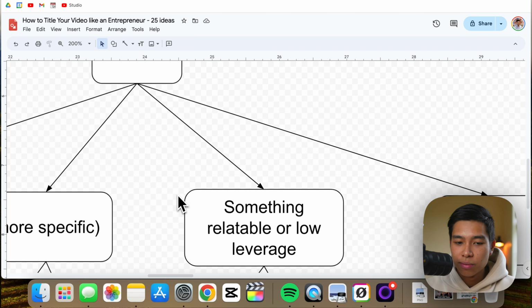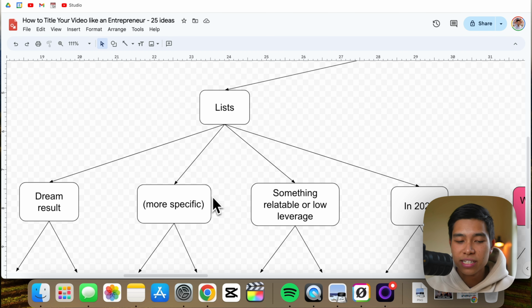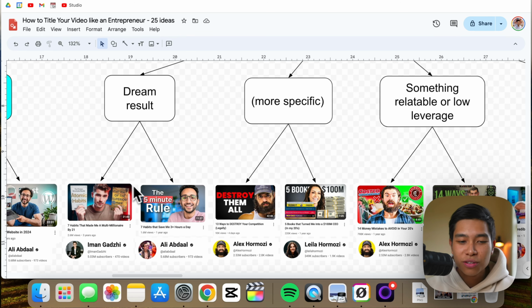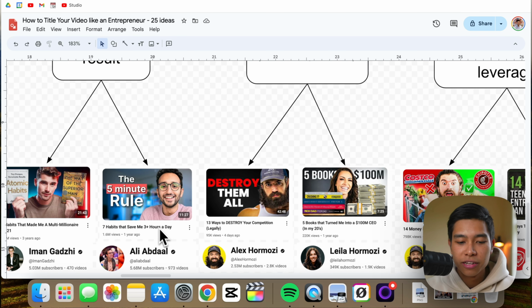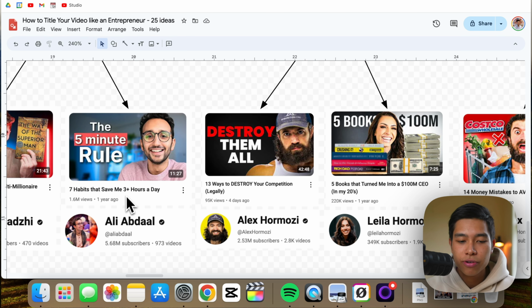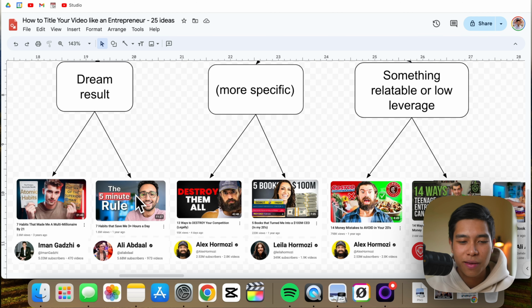Now, lists are very similar. Now, 4 broad categories for lists. We've got, again, dream result. So 7 habits that made me a multi-millionaire by 21. So that's the dream result, multi-millionaire. Or 7 habits that saved me 3+ hours a day. That's the dream result. Imagine saving 3+ hours a day.